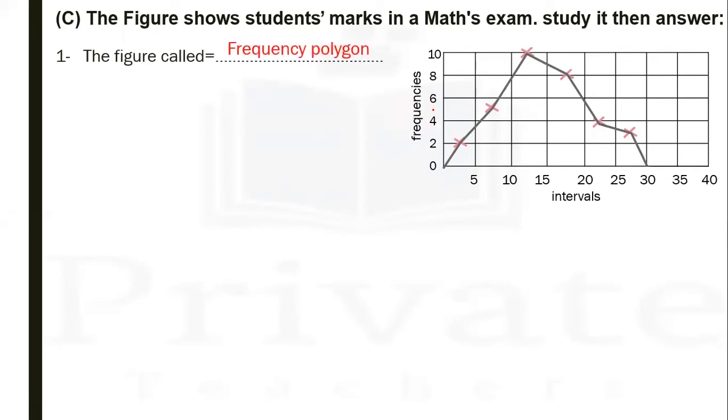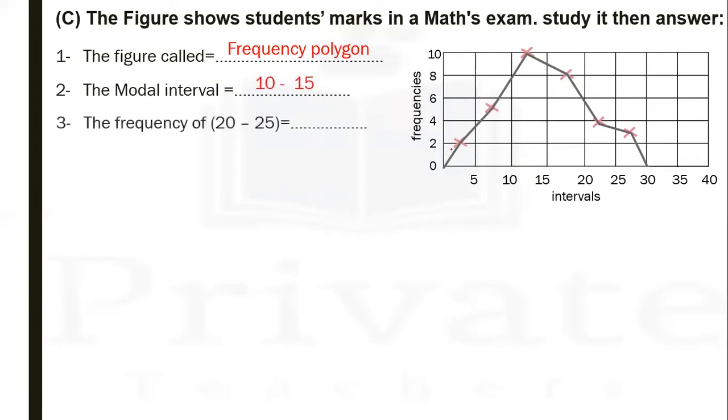If you remember in our first lesson, in true or false, the question is, what is the connection between the centers and frequencies. The connection between centers and frequencies is the frequency polygon itself. Find the modal interval. Also, we look at the highest frequency. The highest frequency is 10. So the interval is 10 to 15. The answer is 10 to 15.